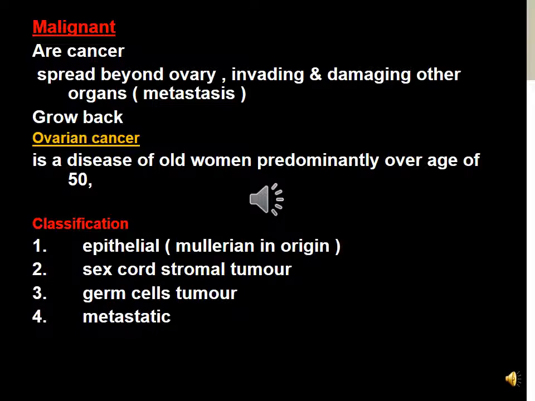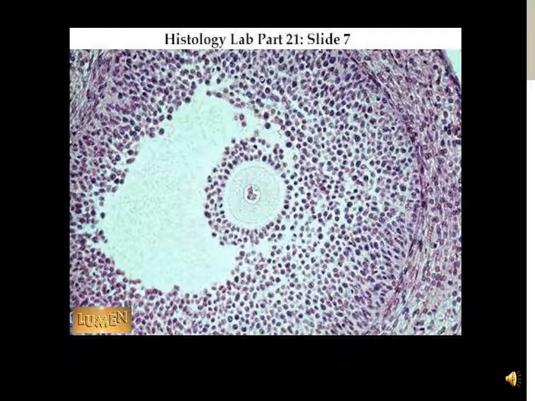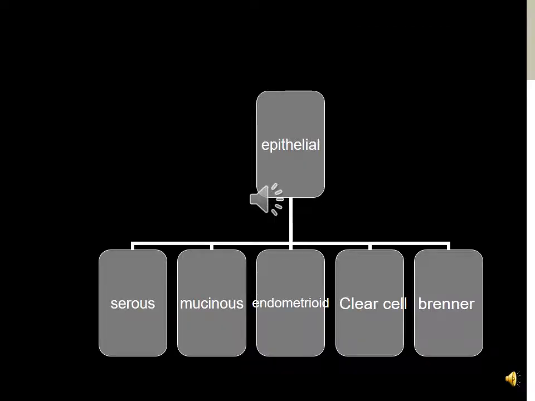This is the cut section which shows the ovary. The tumors that arise from the coelomic epithelium are the epithelial tumors. The tumors that arise from the mesenchyme are the sex-cord tumors, and those that arise from the Graafian follicles are known as germ cell tumors. The epithelial tumor consists of five types: the serous, the mucinous, the endometrioid, the clear cell, and the Brenner type.